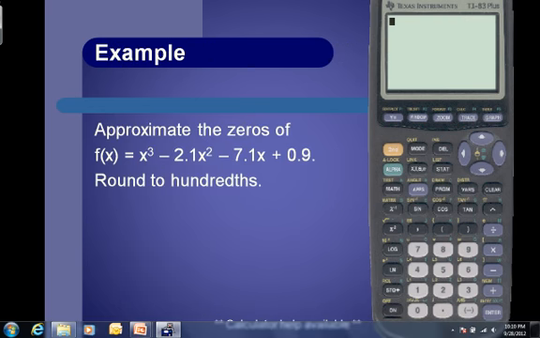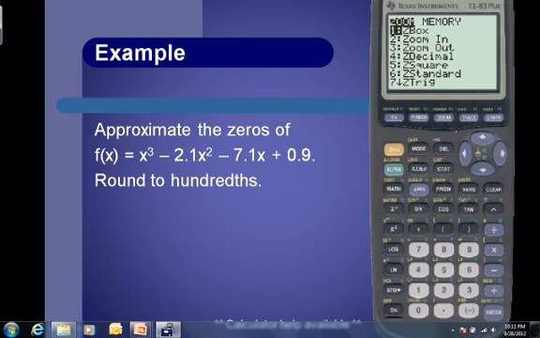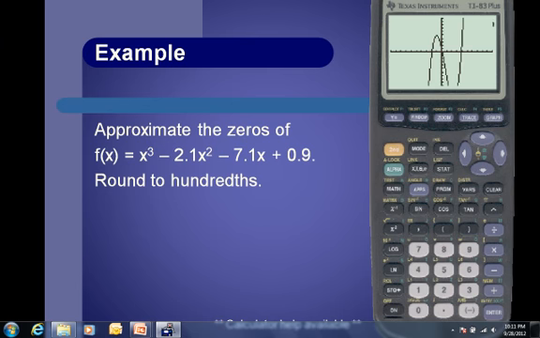Now this one just says approximate the zeros of the function, round to the nearest hundredths. So we're not even going to do the rational zero test or the synthetic division. So we're going to go in and type in our function. I'm going to go ahead and do zoom 6. Notice we can see all three real zeros. So to find them, we're going to go second trace, which is calculate, number 5, enter for the first curve, enter for the second curve. We don't want to guess.